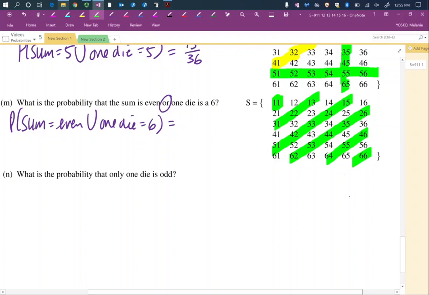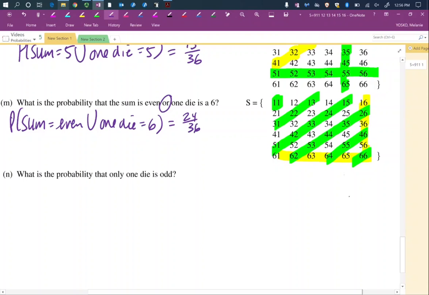It says or one die is a 6. So here's the ones that have one die as a 6. So because it says or, we're going to count anything that we've chosen. So we're going to have 1, 2, 3, 4, 5, 6, 7, 8, 9, 10, 11, 12, 13, 14, 15, 16, 17, 18 for the green ones. And then we have 19, 20, 21, 22, 23, 24. So that'll be 24 out of 36.